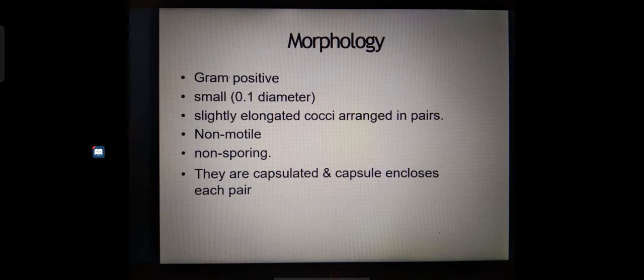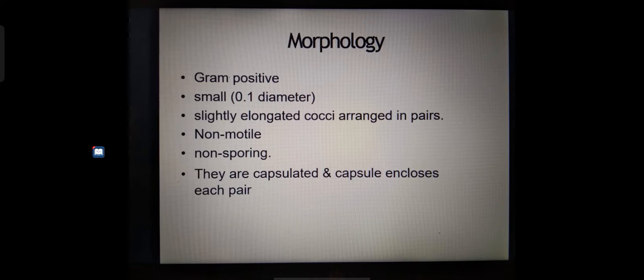morphology. They are gram positive, I have already said, and they are small, about 0.1 micrometer in diameter, slightly elongated, and cocci arranged in pairs. We know that diplococci are cocci arranged in pairs, and they are non-motile, not motile, and non-sporing. But one interesting point is there. They are capsulated, and the capsule encloses each pair. Okay, capsulated means what? They will produce antigenic structure. Am I correct or wrong?